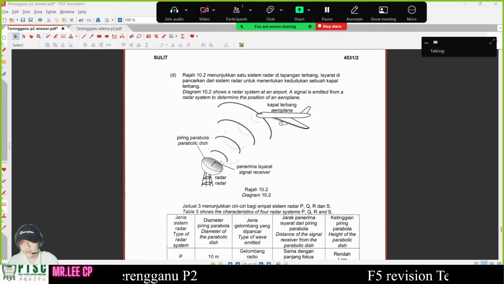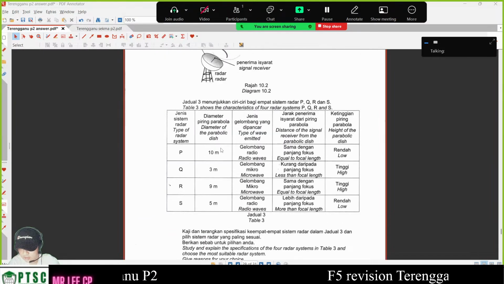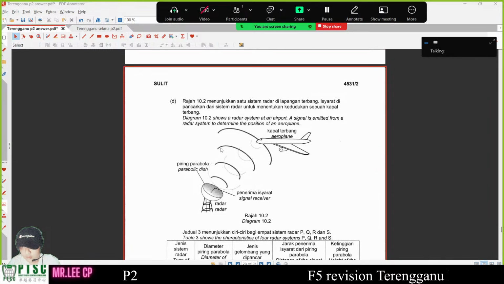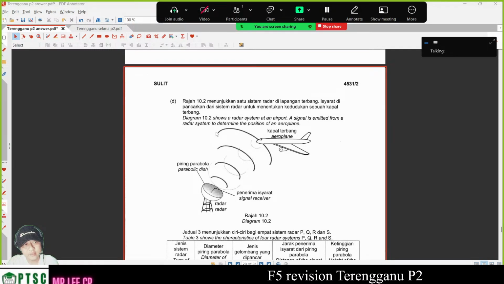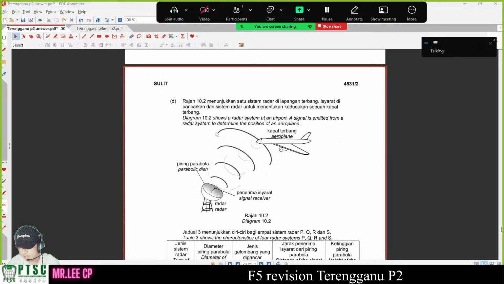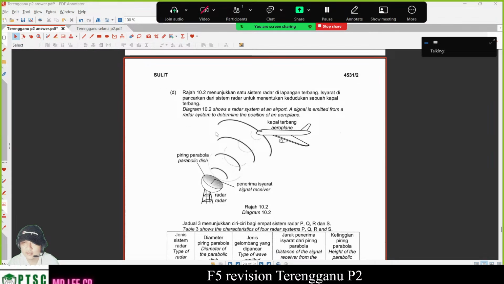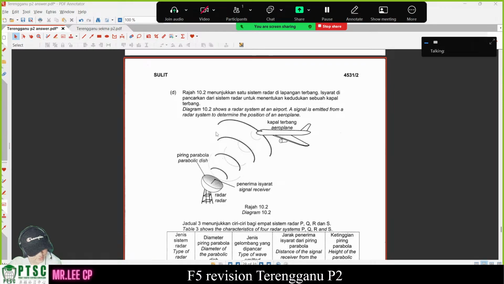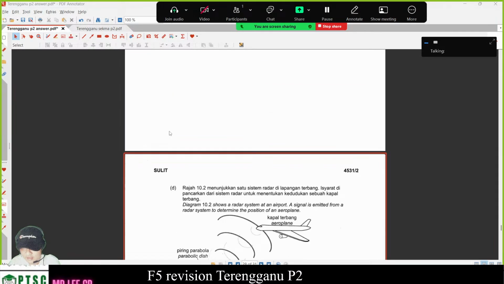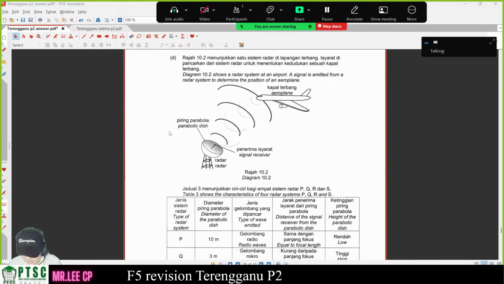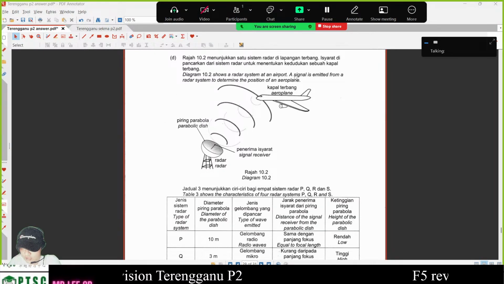Alright. So next one it is D, the last one. I know many of you want to do revision. Alright, never mind. So I do until 30 only. The rest we try. If you finish it and send it to me, I'll mark for you also. Right. So the last one is the 10.2, which shows a radar system at the airport.